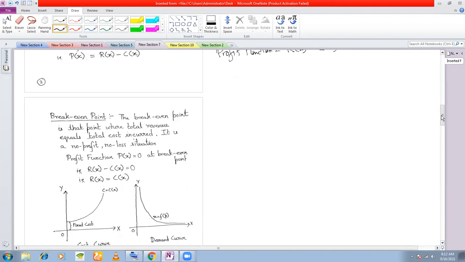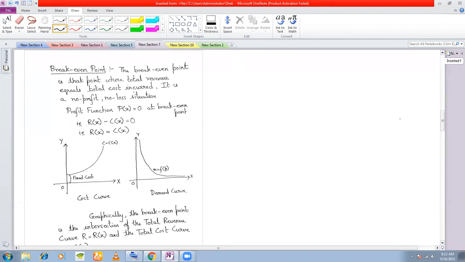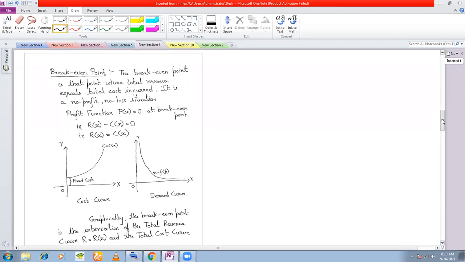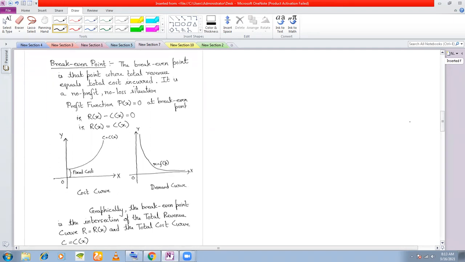Next, a very important concept called the break-even point. Have you done break-even analysis in any of your other subjects, economics or accounts or anywhere? No, sir. Okay. There is a chapter on cost and revenue, and we have done sums on that, but not break-even. There is a separate chapter in finance called break-even analysis. Anyway, the definition remains the same. The fundamental concept of break-even is the same.